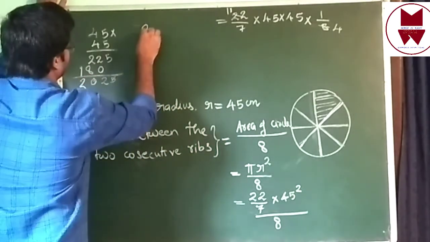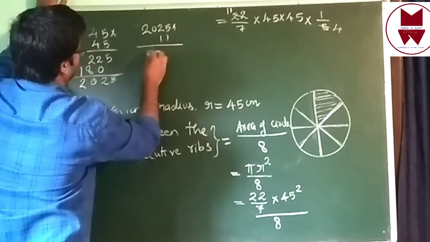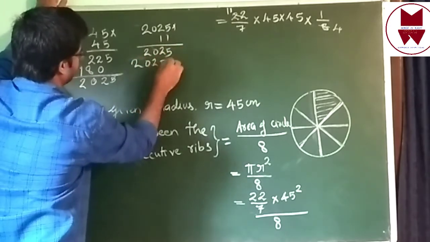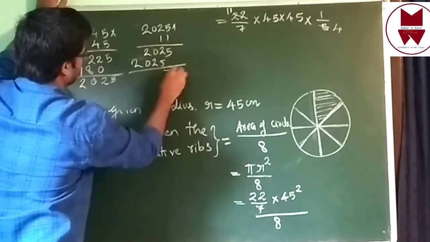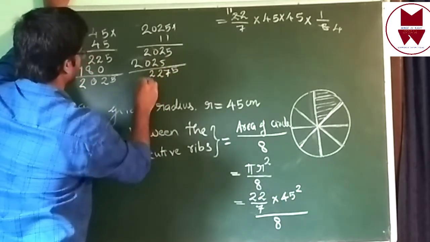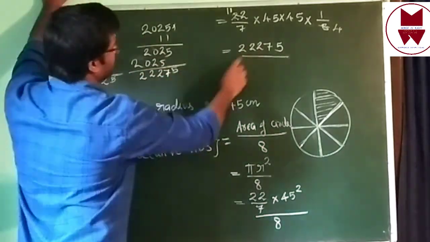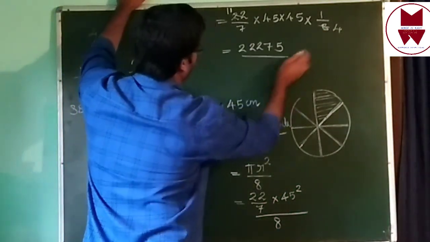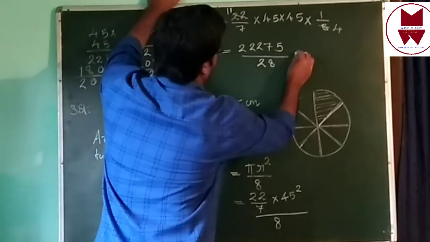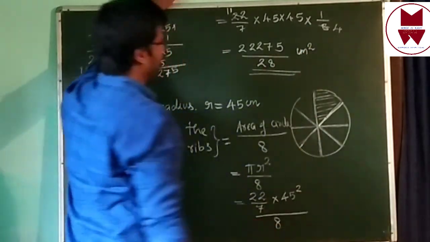2025. Again 2025 into 11. Multiply by 11, you get 22275. When you multiply, you will get 22275 divided by, then 7 into 4, you will get 28. Then centimeter square. That is our answer.